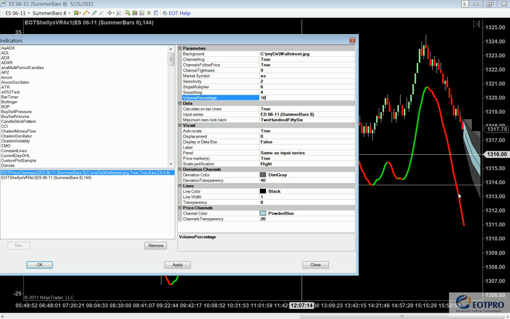EOT Pro Price Channels 2, 5-bar forward prediction in NinjaTrader. And I think we will actually program the prediction line so you can see where it predicted in the past, and we'll go from there.